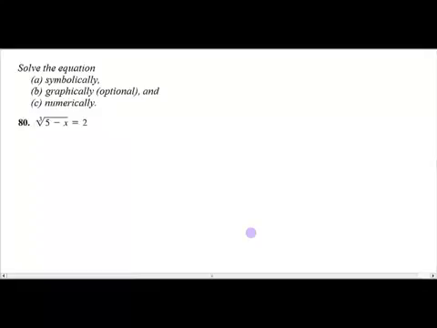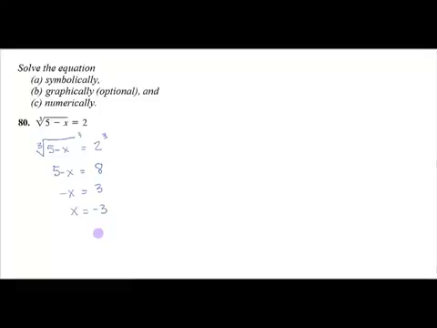Let's solve the equation symbolically, graphically, which is optional, and numerically. Here I'm going to take the cube of both sides to get rid of my cube root. That gives me 5 minus x equals 8. So negative x equals 3 and x equals negative 3. So now I've solved that symbolically. Let's go ahead and check.